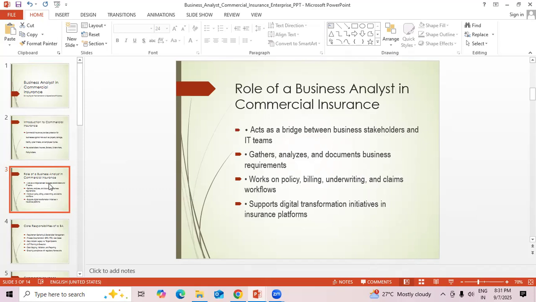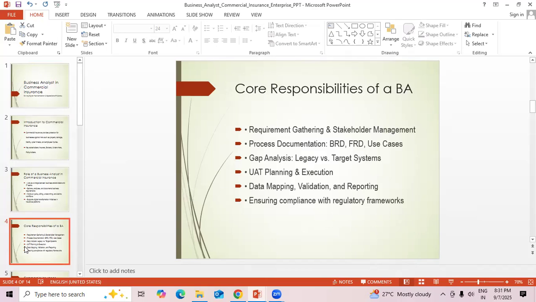Next, one of the core and important subject matter expertise a BA must have is to support digital transformation initiatives, because many of the insurance products are moving towards digital transformation. So supporting the digital transformation initiatives in an insurance platform is also one of the core and important roles. So these are the roles of a BA in commercial insurance.